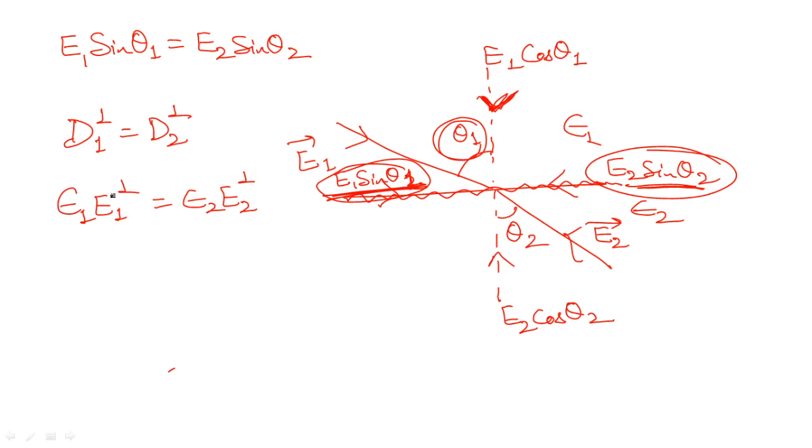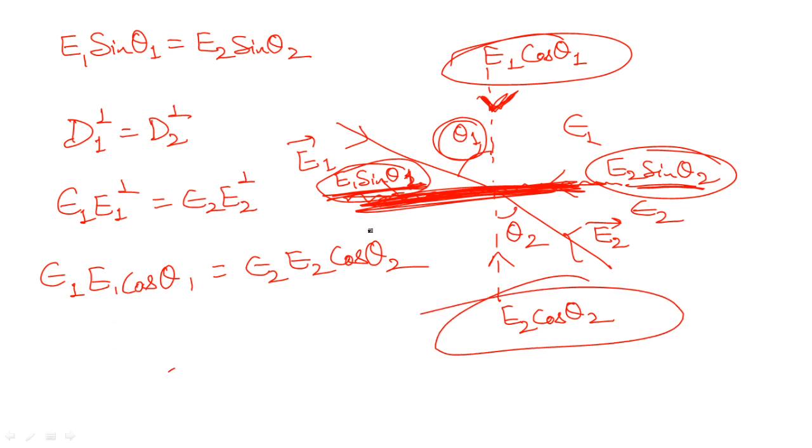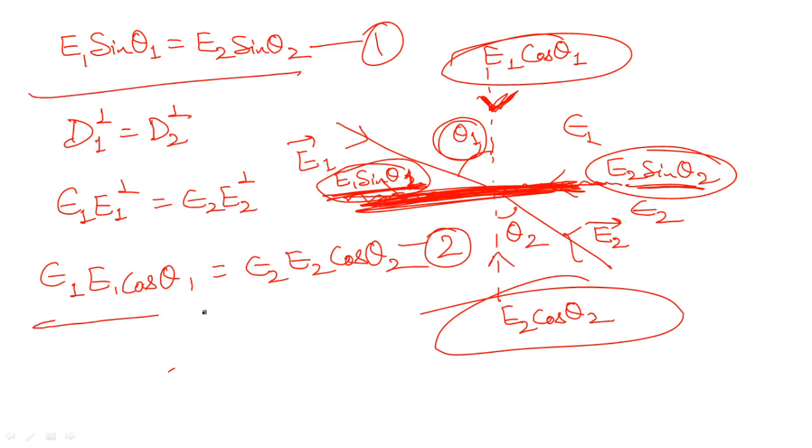Next thing. If you write the perpendicular component, what will it be? This is the perpendicular component for the first media. So that is epsilon 1 E1 cos theta 1 equal to epsilon 2 E2 cos theta 2, the perpendicular component once again. Now you have equation 1 and equation 2: equation 1 with the electric field condition, equation 2 with the displacement vector condition. Divide equation 2 by equation 1.